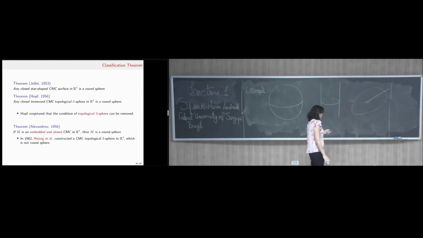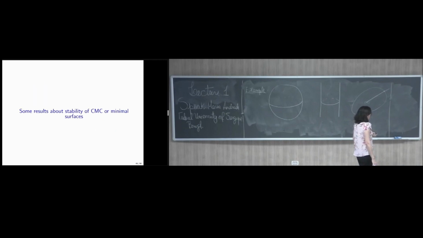And after some years, Wente constructed an immersed CMC torus in Euclidean space that is not a round sphere, okay? Let's move on.